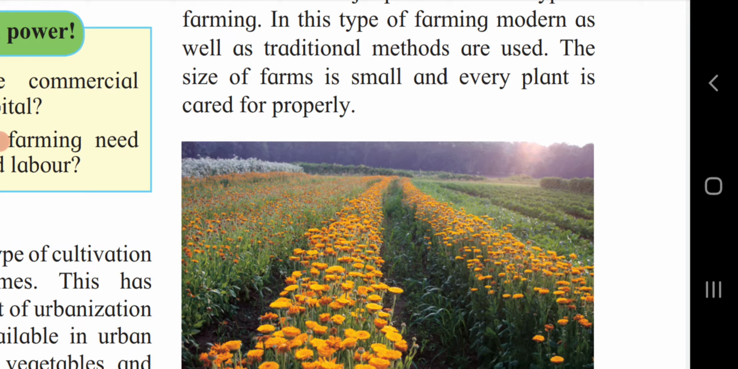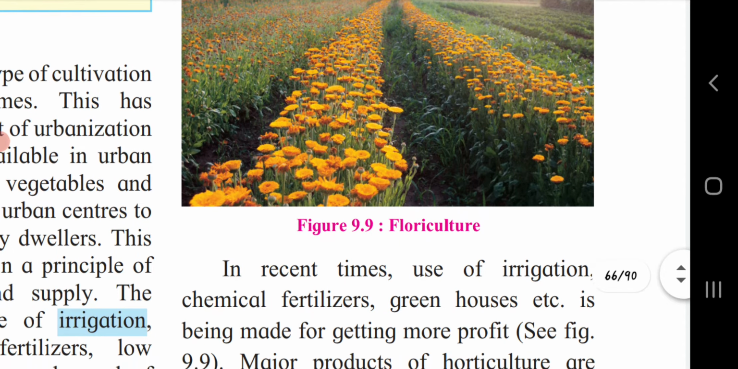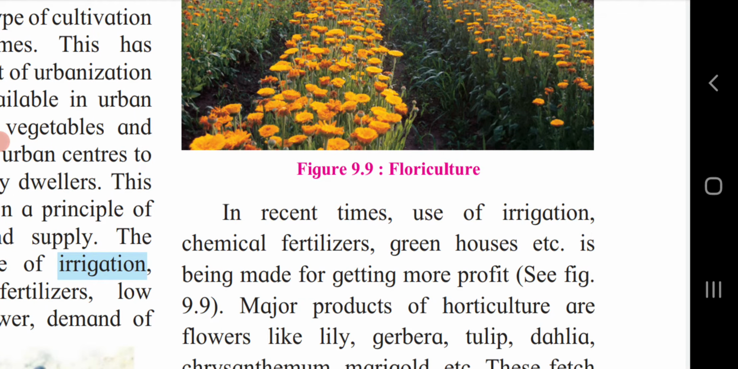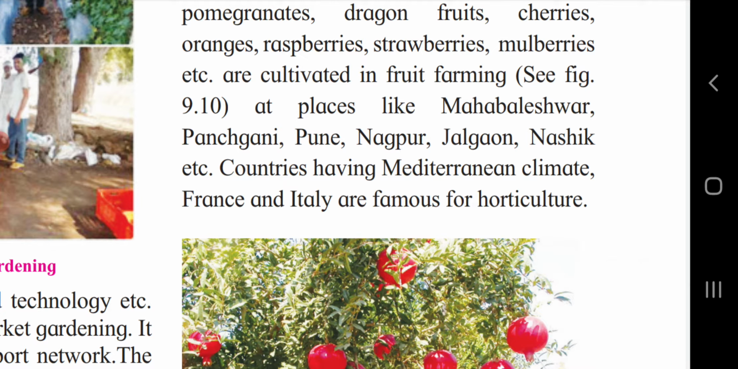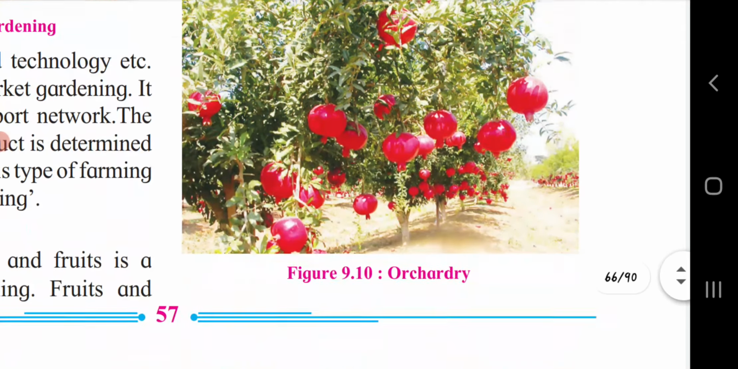It includes cultivation of fruits and flowers using modern as well as traditional methods. The size of the farm is small, and every plant is cared for properly. Fruits like apples, dragon fruit, grapes, bananas, pomegranates, etc. are cultivated in such types of farming.